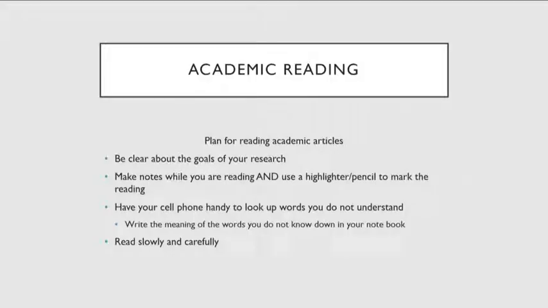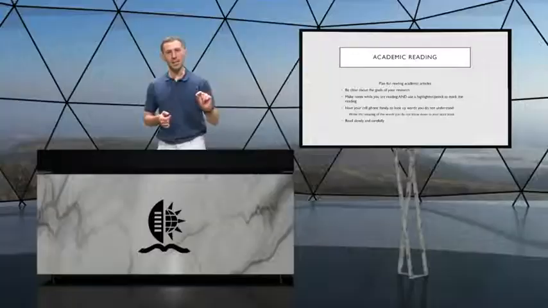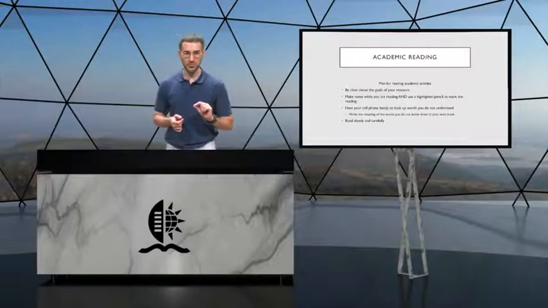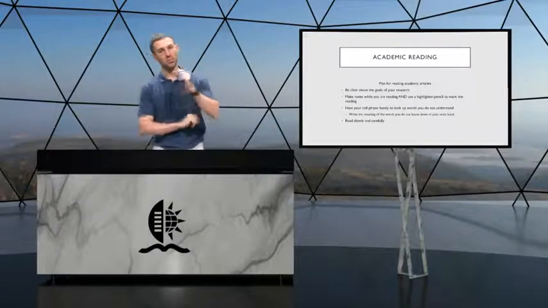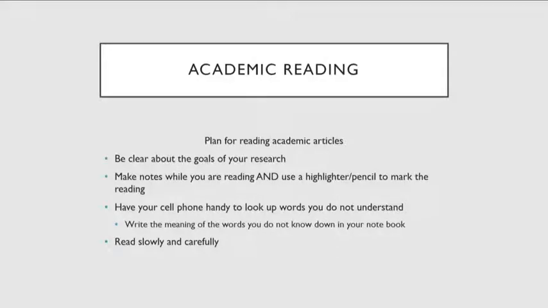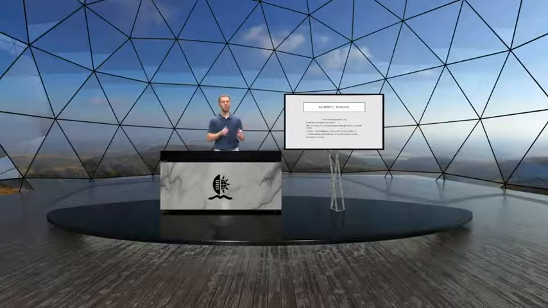Okay. This is very, very important when you are doing academic reading, because if you don't understand all the words, how will you be able to understand what the author is trying to say? So in your notebook, you're also going to write the meaning of words that you do not know. And then this is very, very important. You're going to read slowly and carefully. The whole idea with academic reading is to make sure that you understand what the person who wrote this article is saying, so that you can apply it in your own writing. So it's very important to read slowly.